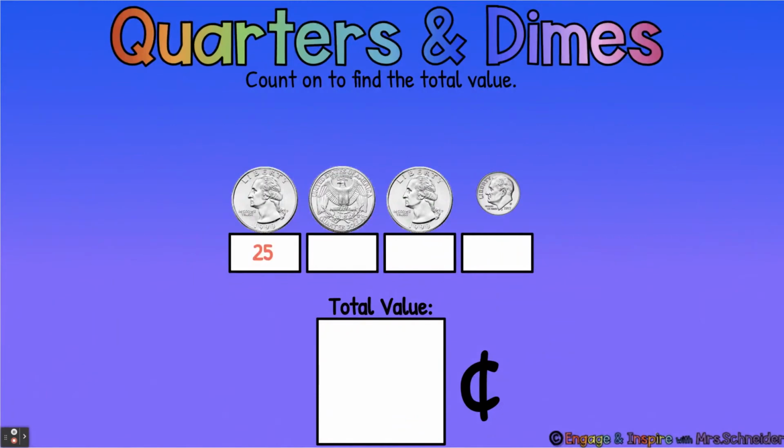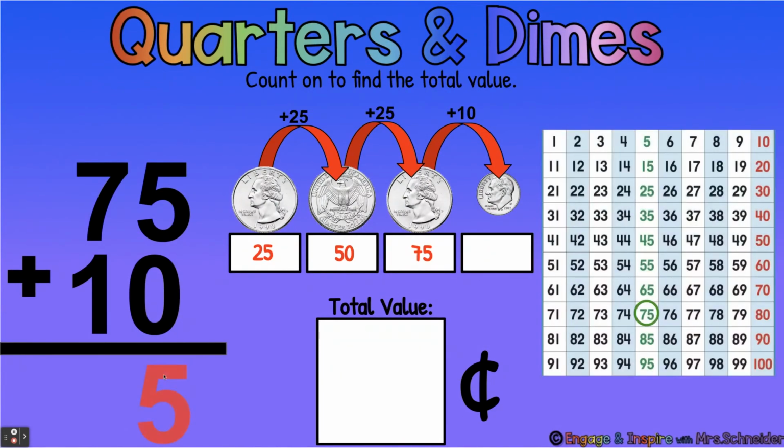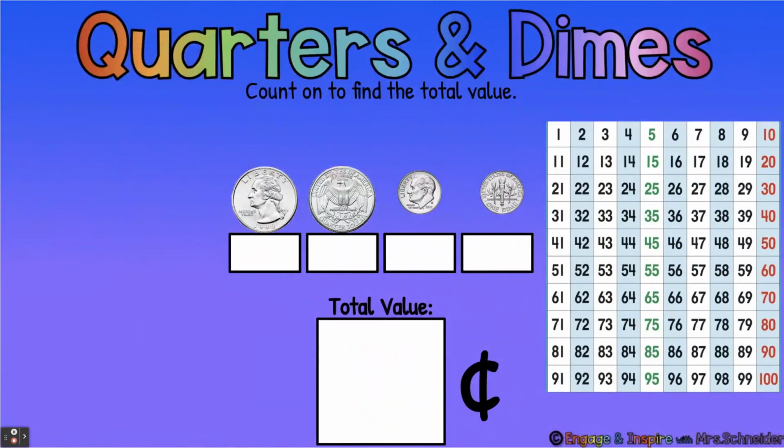Good. 1/4 is 25. 2/4 is 50. 3/4 is 75. 75 plus 10. Look over here. 5 plus 0 is 5. And 7 plus 1 is 8, right? If we have our finger on 75 and we are going to add 10 to the next number down, 85. Good job. Our total value is 85 cents.